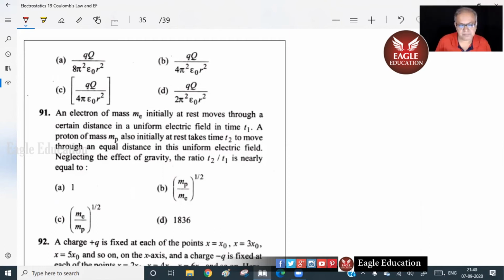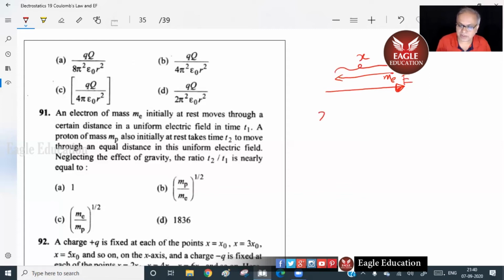An electron of mass m_e, initially at rest, moves through a certain distance in a uniform electric field in time t1. Say this is the direction of E. If the electron is at rest initially, the force acts on it opposite to E, since E is the direction of force on a positive charge. It moves a certain distance, say x.